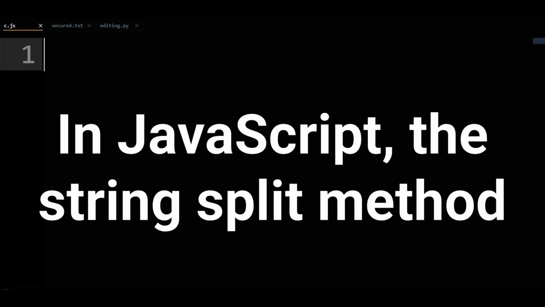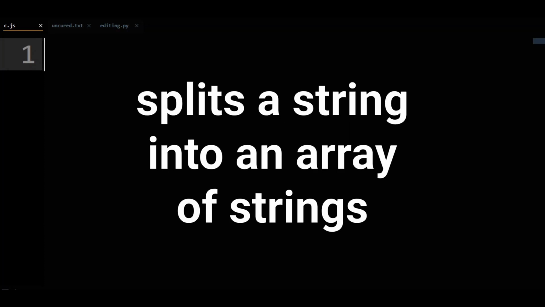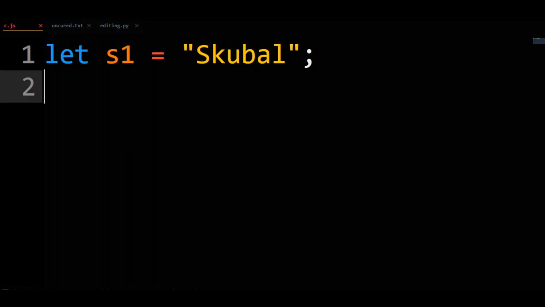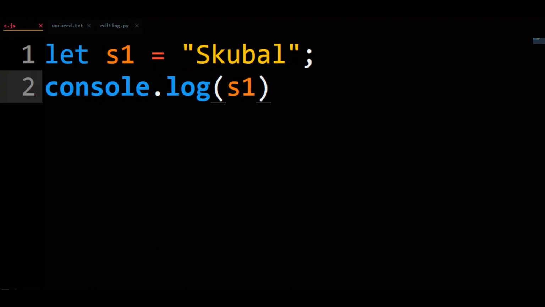In JavaScript, the string split method splits a string into an array of strings based on a given separator character. First, we'll need a string, so let s1 equals string Scooble. Next, console.log of s1.split of nothing.